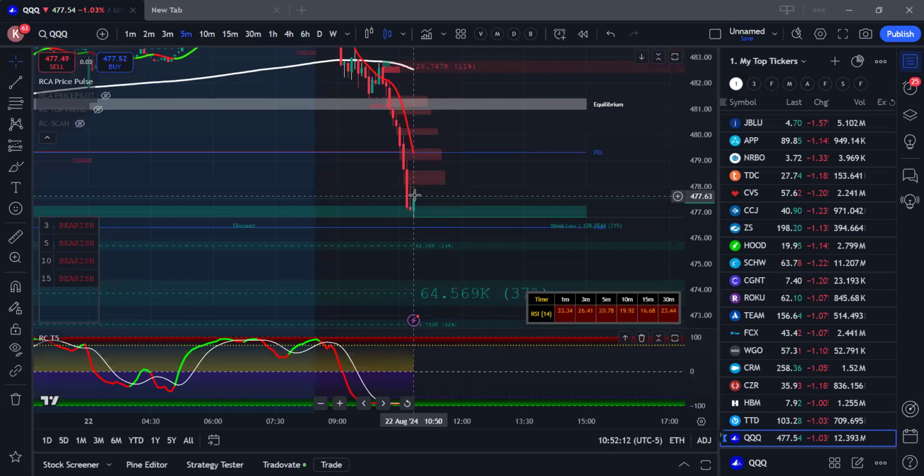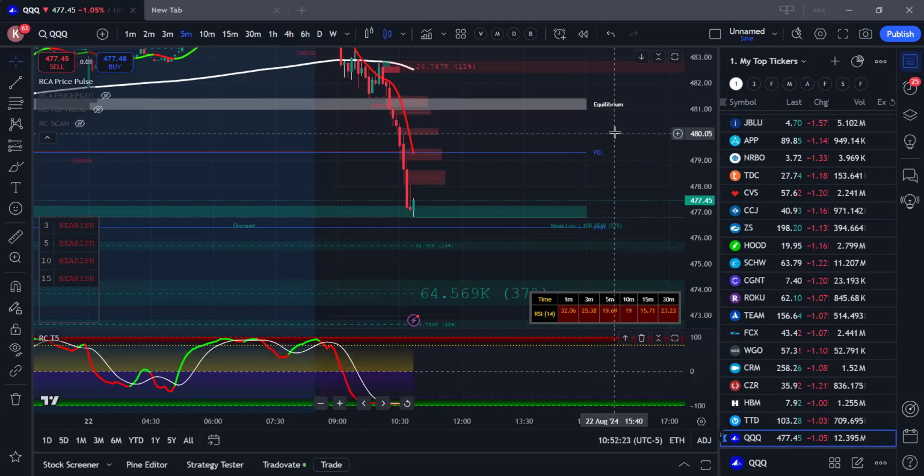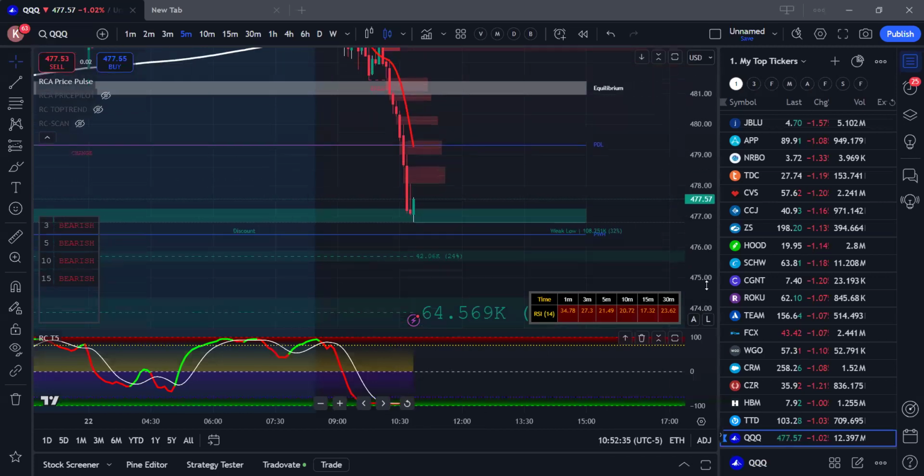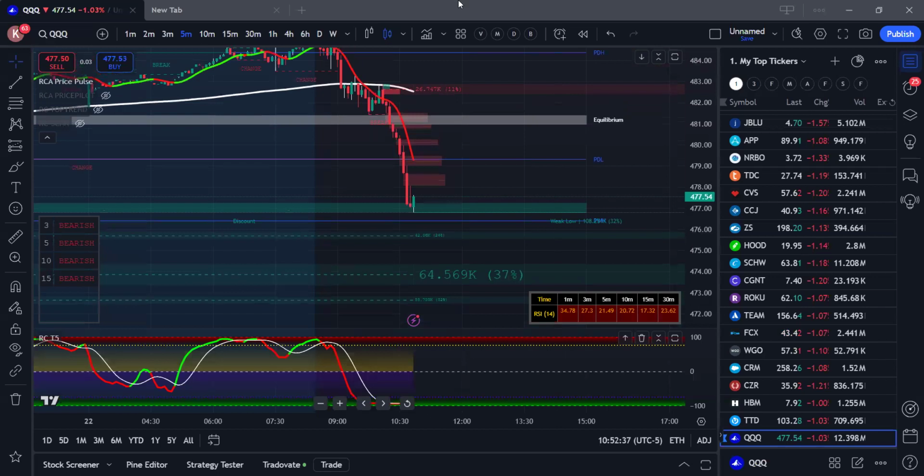You don't get in until we have all this green. Don't enter long because it may still go further down. So this line is still red.